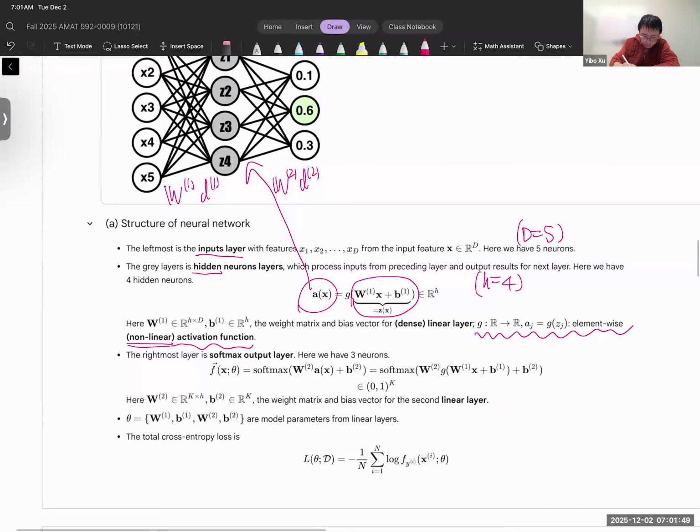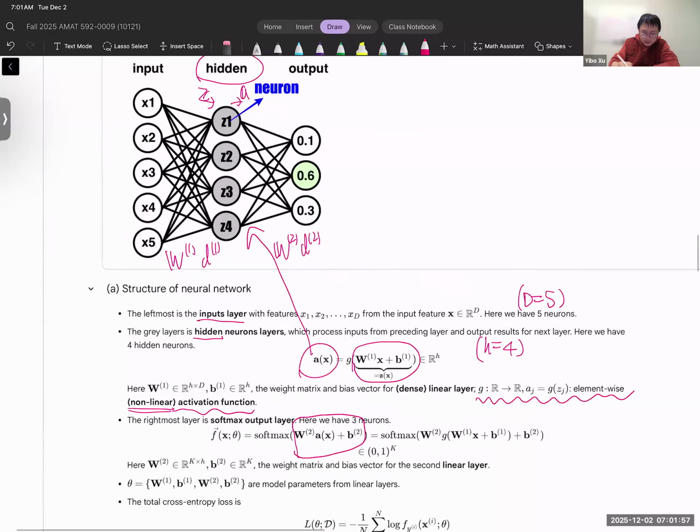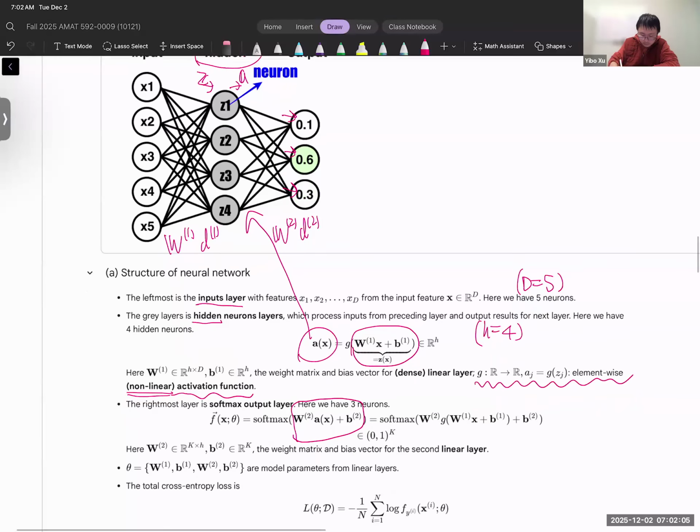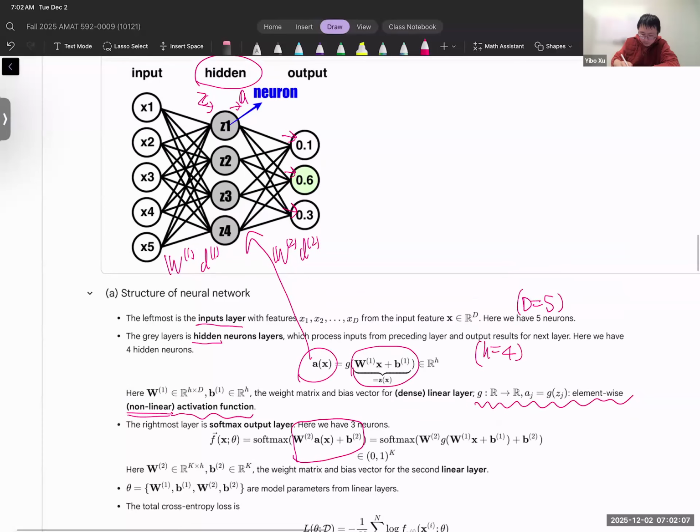So you will have W2 and A times B2. That's the pre-activation for the second layer, because that's from here. And finally, if you feed that into softmax, that will give you this kind of a composition, and that will give me the final output here.